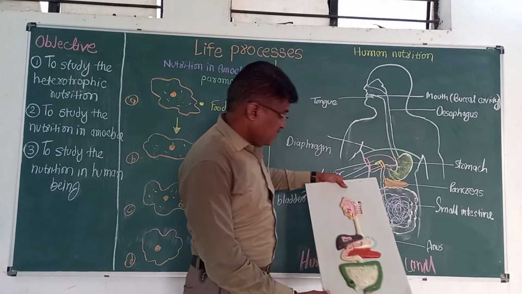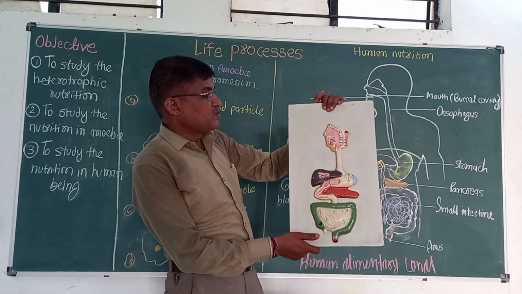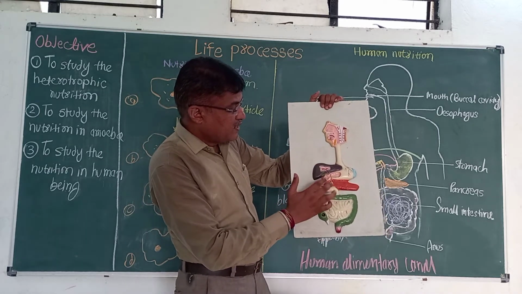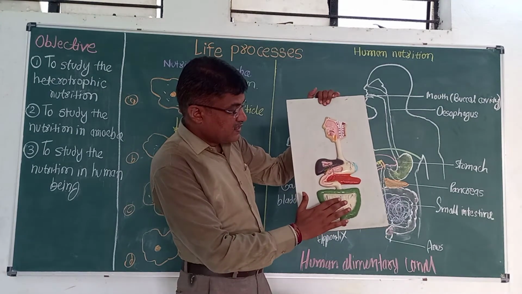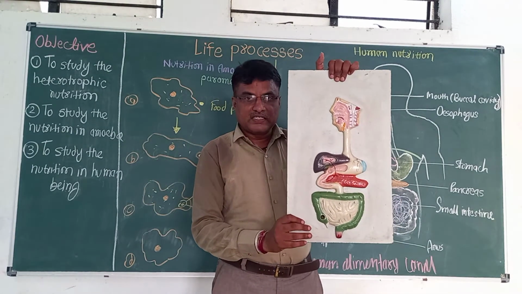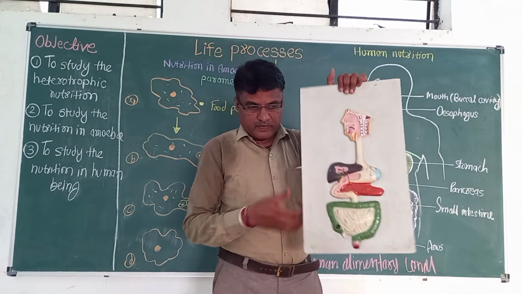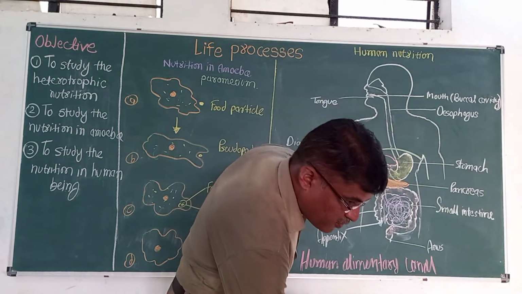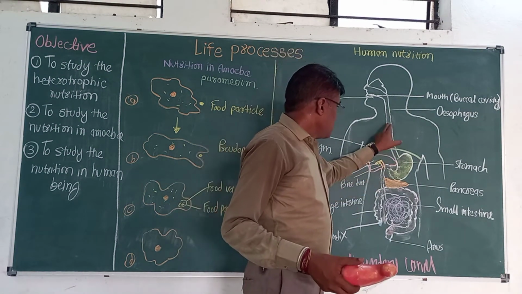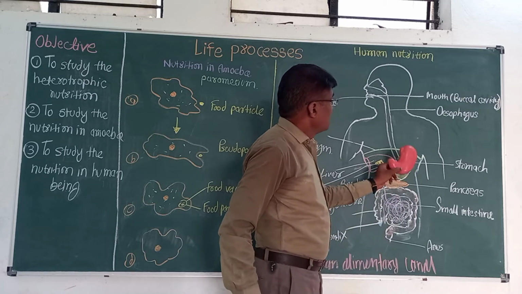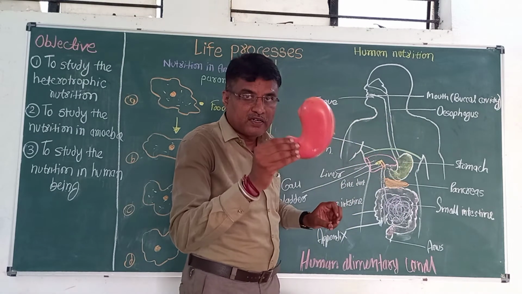See here the model of the digestive system also. This mouth, this esophagus, stomach, liver, small intestine, and this large intestine, anus. You can see this model also. From the esophagus, food comes in which part? Food comes in the stomach.